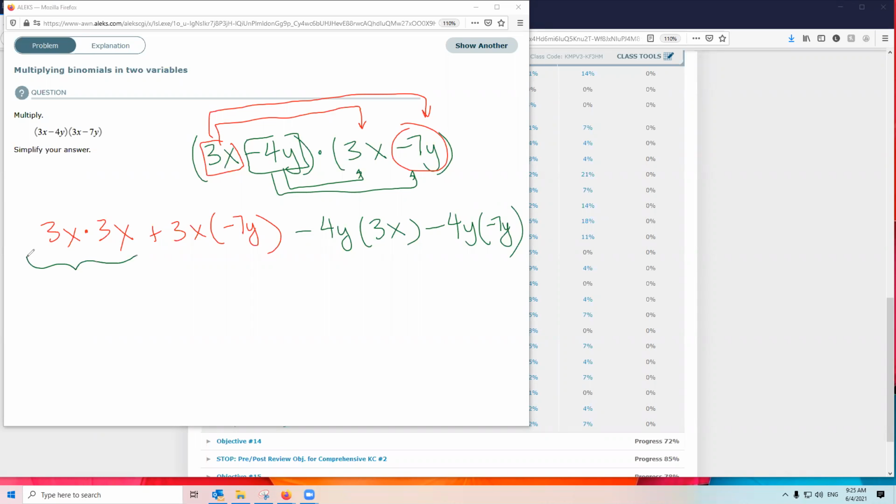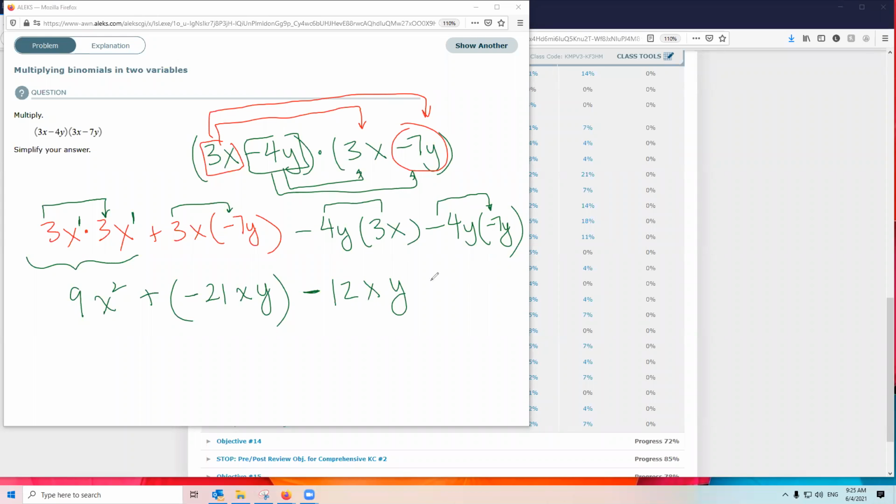Now I'm going to simplify each one of these expressions. 3x times 3x, well, 3 times 3 is 9, and x to the 1 times x to the 1 is x to the 2. All right, here 3 times negative 7 is negative 21, and there's an x and a y there. All right, this is going to be minus 4 times 3 is 12, and there's an x and a y here. Now in the back here, this is a negative 4 times a negative 7, but a negative times a negative is a positive, so that's going to be 28. Then I have a y to the 1 times y to the 1. Product rule says make that y to the 2.